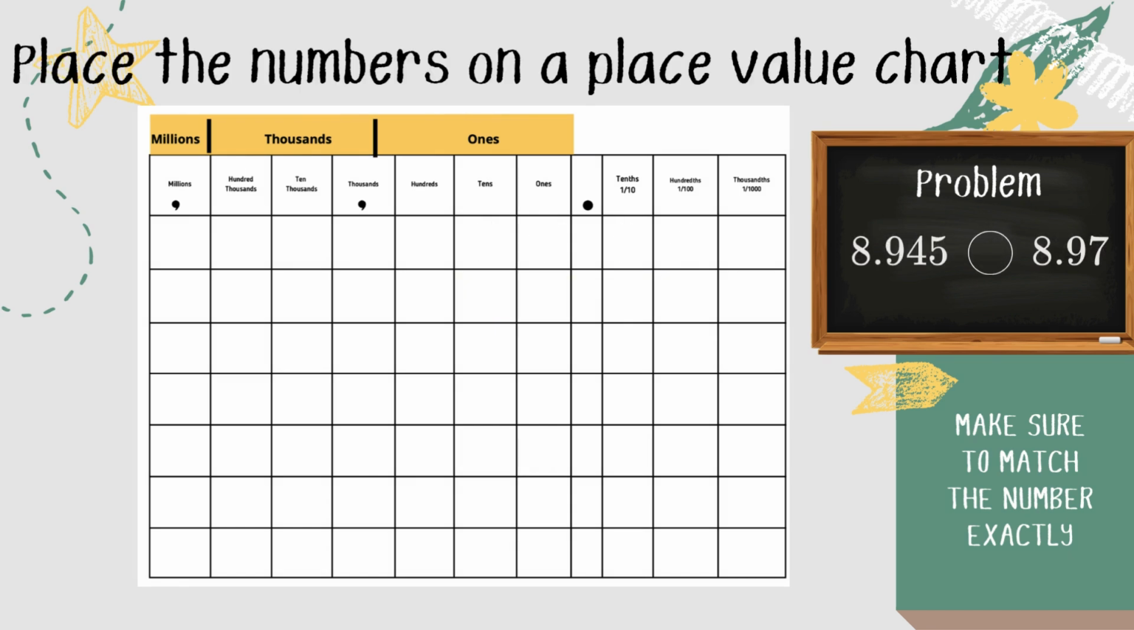Problem 2. Write both numbers on the place value chart. 8 and 945 thousandths, 8 and 97 hundredths. Start with the biggest place value. In this problem, it's the ones. They are the same. Move on.